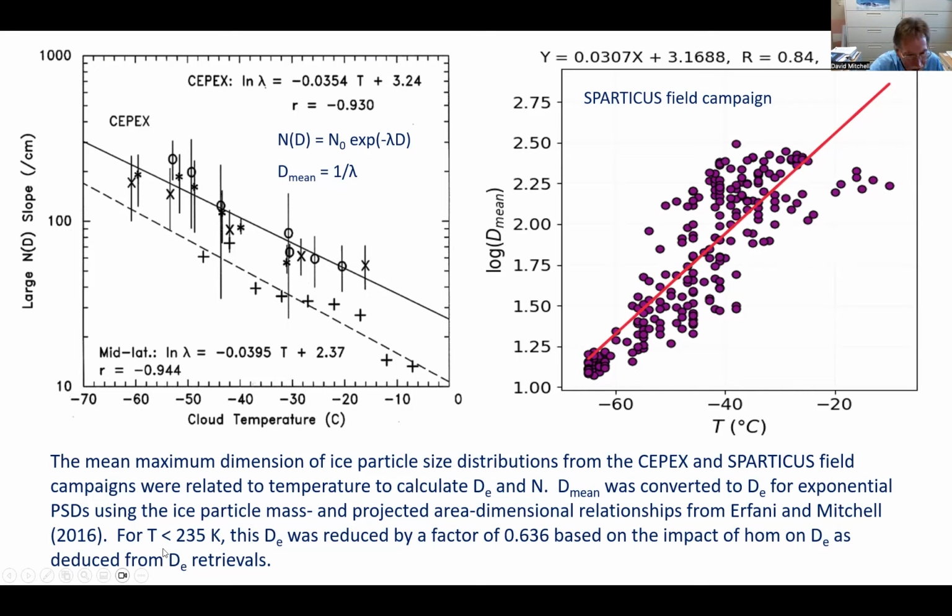And then less than 235 K, effective size was reduced by a factor of 0.636 based on the impact of homogeneous nucleation on effective diameter that was deduced from the retrievals we had. So from these retrievals, we could see how much that effective size was being modified by homogeneous nucleation. That was just over land, mostly, that happened.